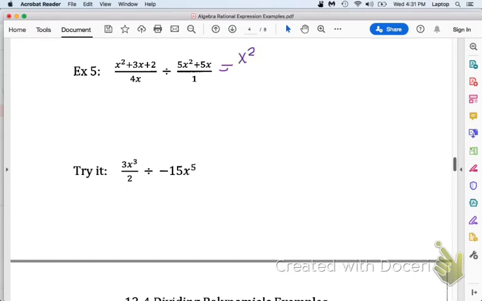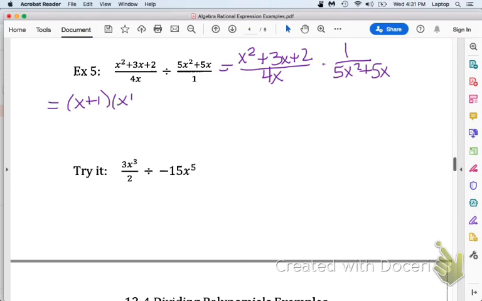So we will write the first one. Keep the first one, change to multiplication, and then take the reciprocal of the second. Okay, so we're going to factor the trinomial. We want factors of 2 that will sum to 3, so there'll be a positive 1 and a positive 2. (x plus 1) times (x plus 2). Again, you could always FOIL that.